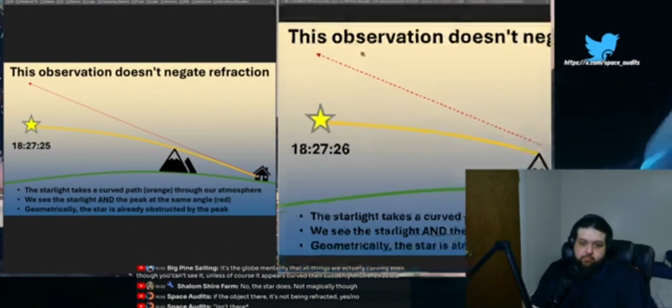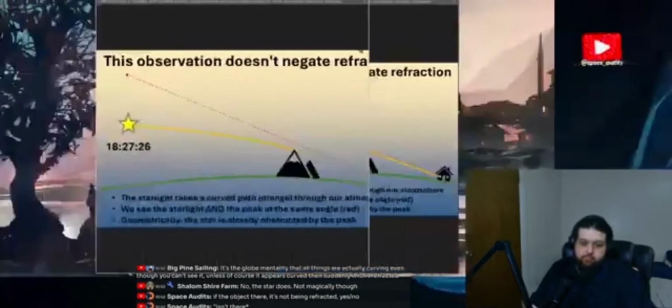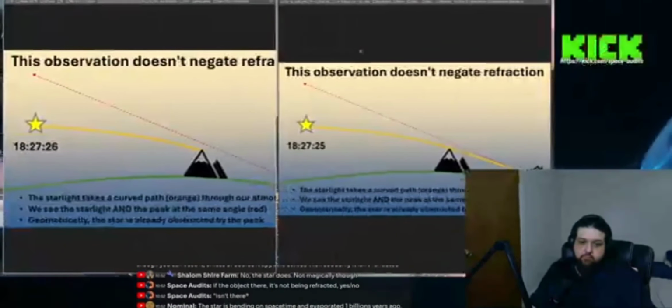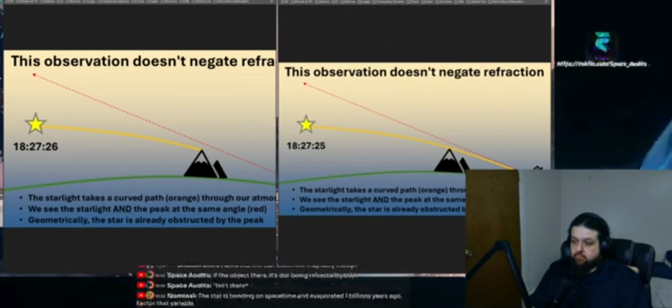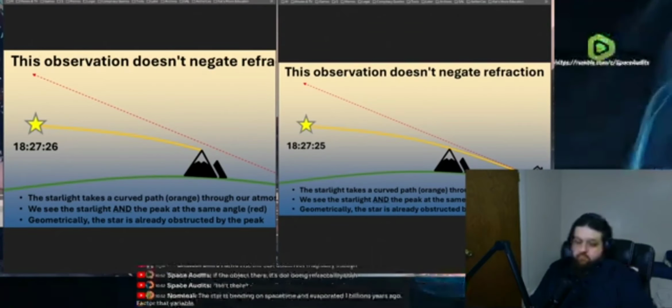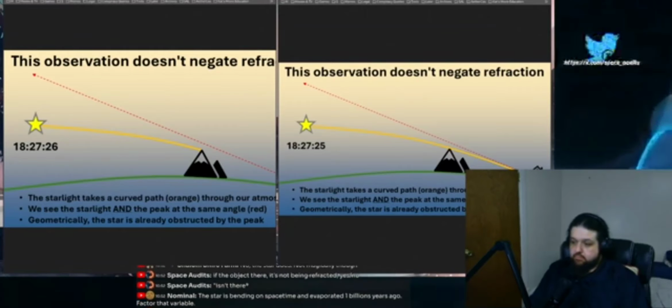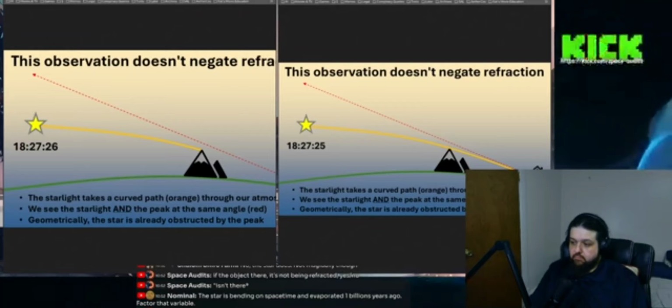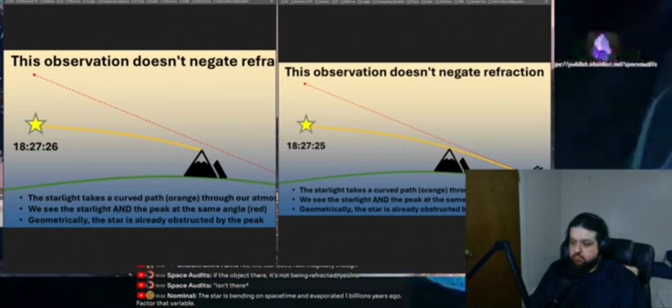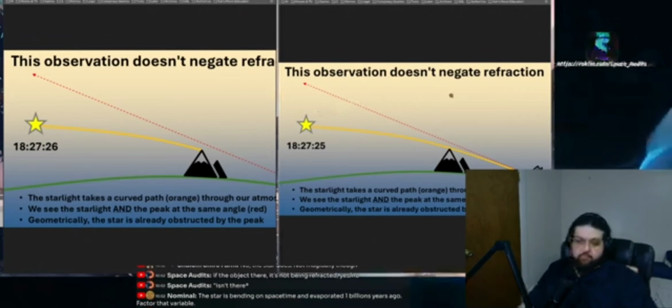I think part of the problem is not ever understanding the idea of tangent lines. I really think that's the ray of light that is just about to be blocked by the mountain at its true position of 217, and it ends up coming into your eye at 219. And then a moment later, that ray of light is blocked, so you no longer see it at 219.